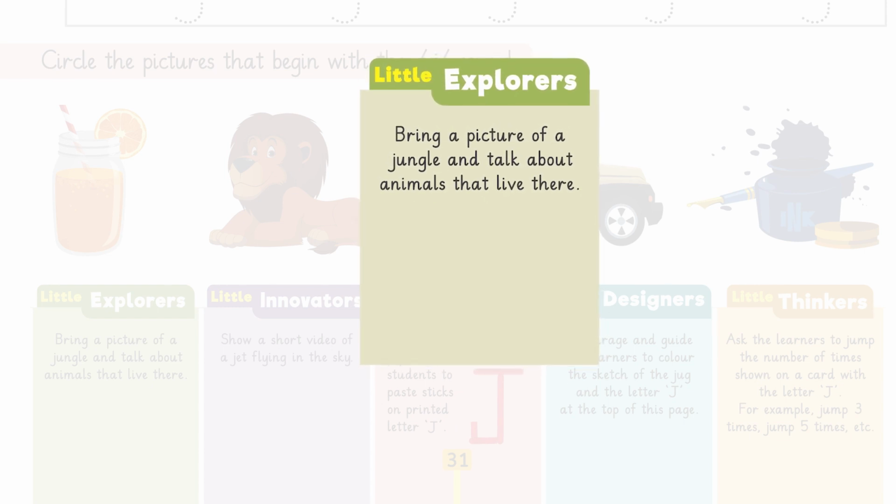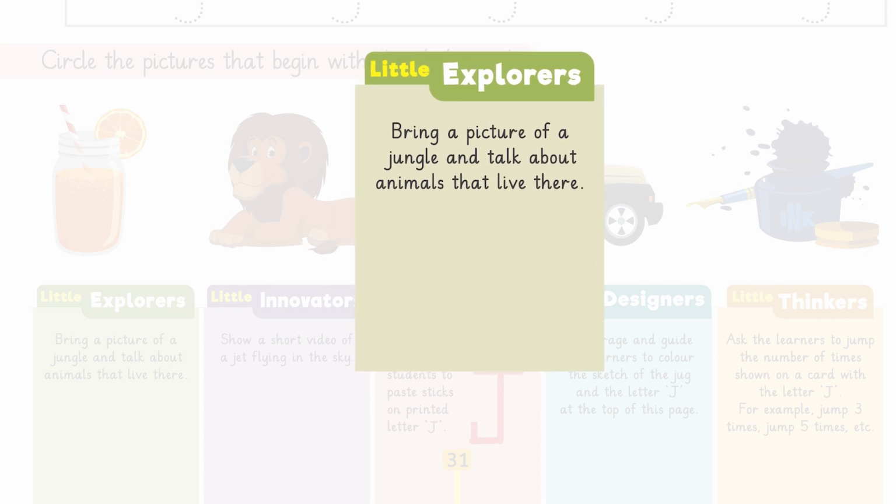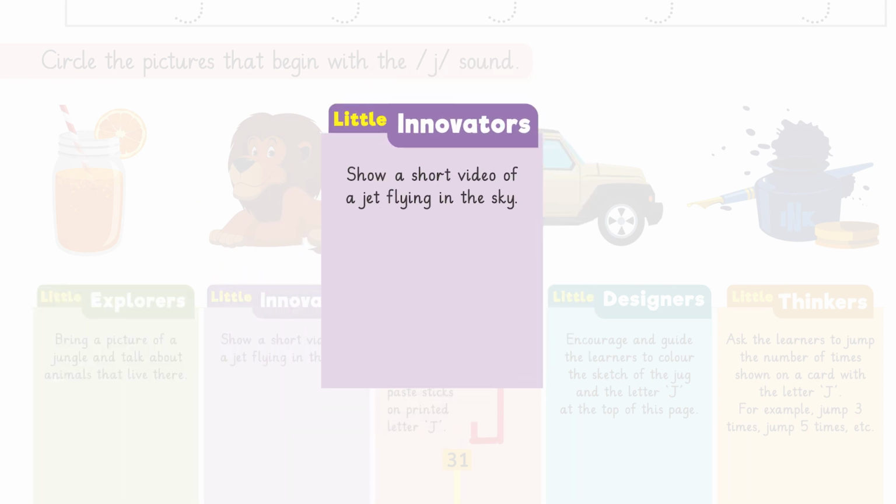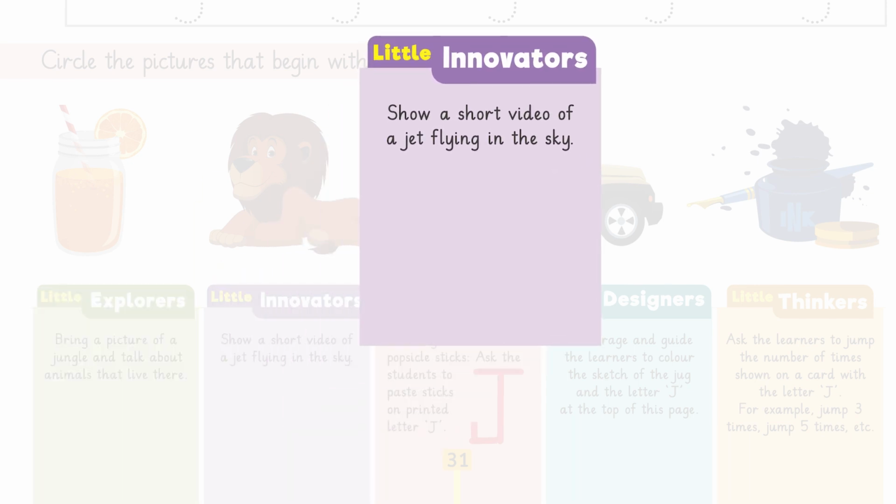So, jungle is a vocabulary word for J, and students are going to talk about all the animals that live in the jungle. Then, they are little innovators. Show a short video of a jet flying in the sky. What is a jet? An aeroplane.